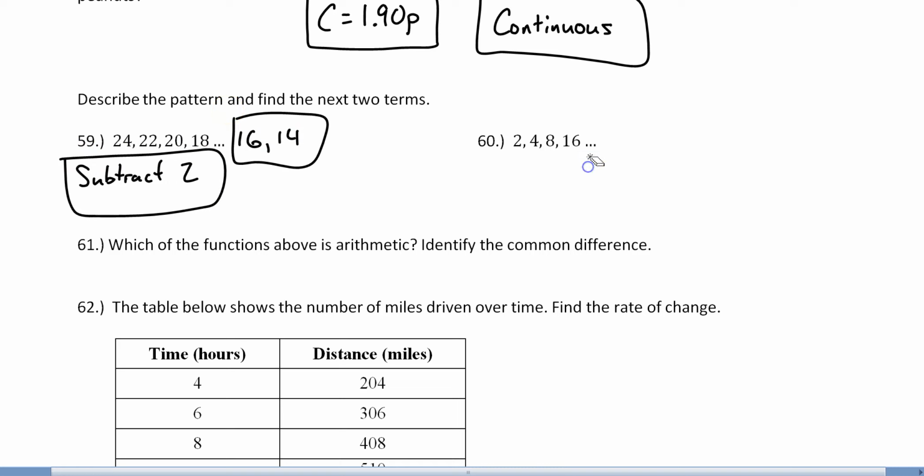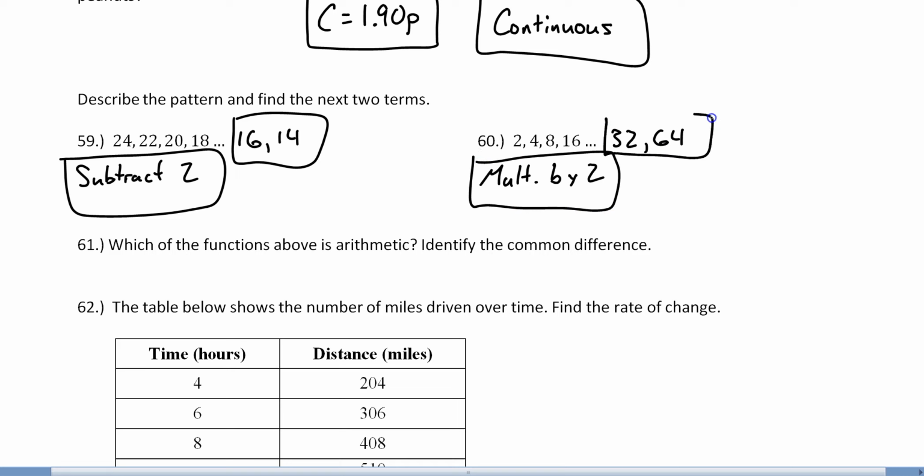The next one, if I describe the pattern, what's happening here is it looks like I'm multiplying by 2 each time. And if I continue to do that, I would get a 32 followed by a 64. Okay, so the description is that I'm multiplying by 2 each time. The next two terms are the 32 and the 64.